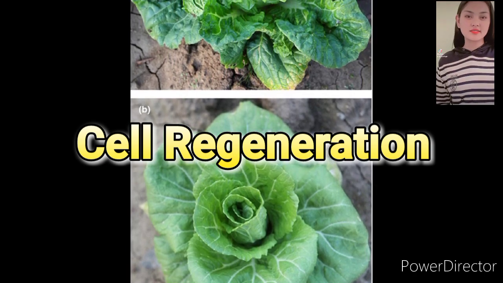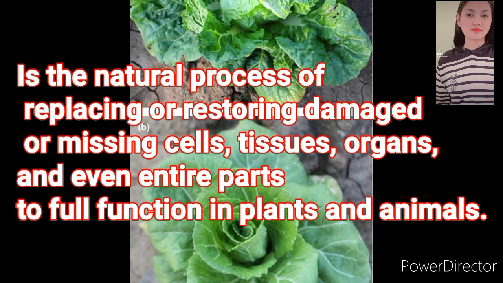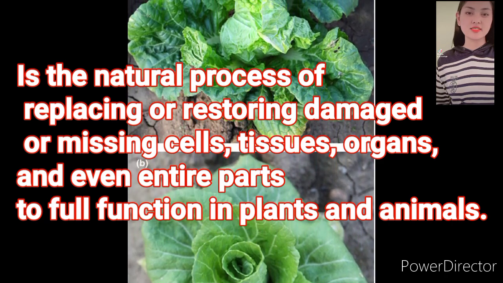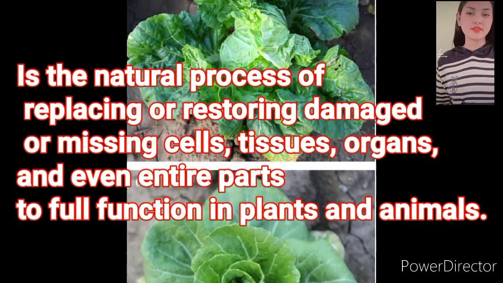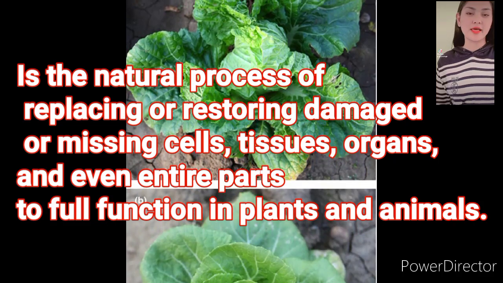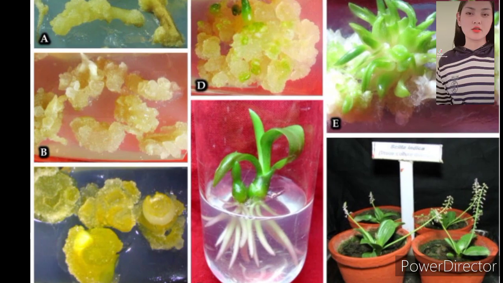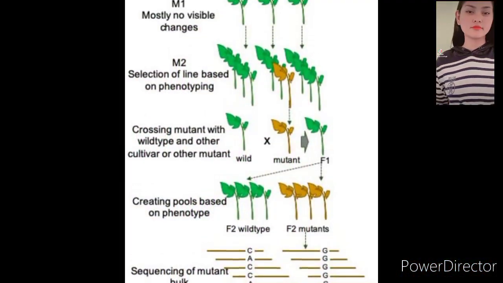Okay, so the next is cell regeneration. It is the natural process of replacing or restoring damaged or missing cells, tissues, organs, and even entire parts to full function in plants and animals. This is some example of cell regeneration.